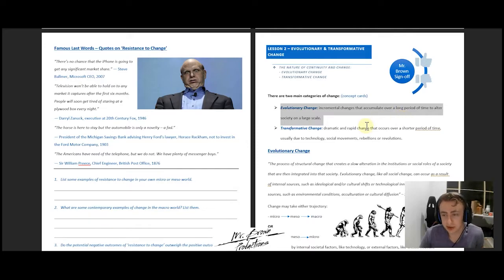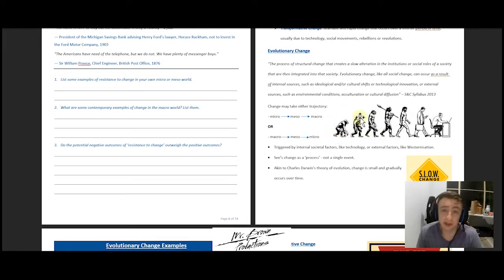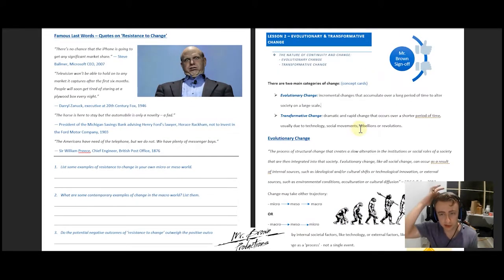This is change that happens over a long period of time, and it's something that alters society on a large scale. So they're incremental changes, one by one, that accumulate over a long period of time. The sort of imagery you want to get into your head there is similar to the word evolution, the idea of ape to man. It took a very long time, and so when we're talking about social changes that happen over 30, 40, 50 years, we refer to that as evolutionary change. It's something that's happened over a long time.